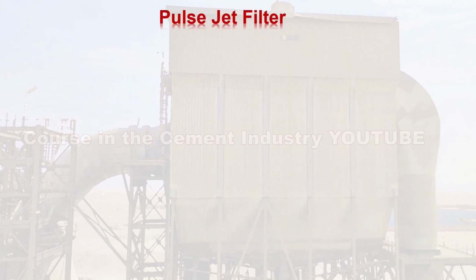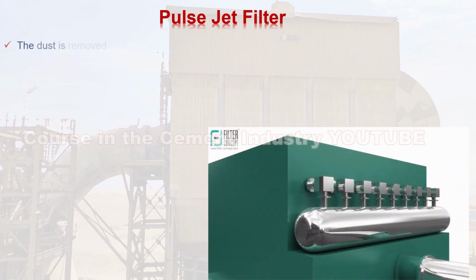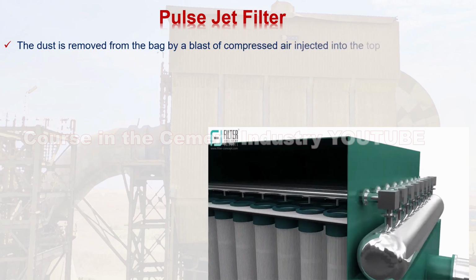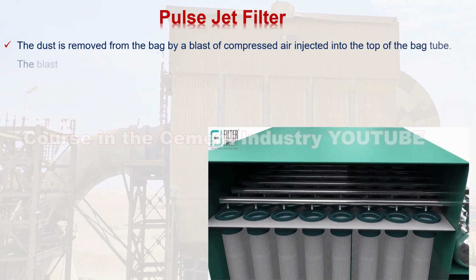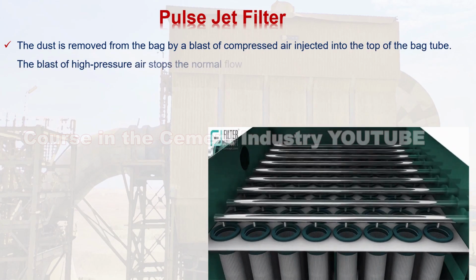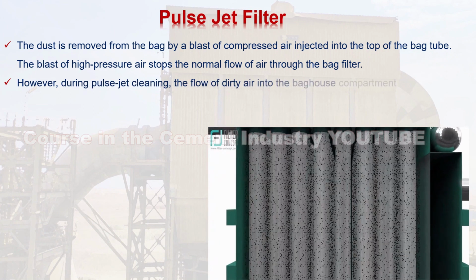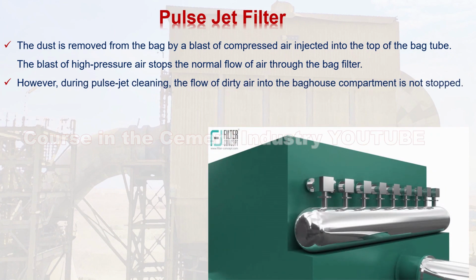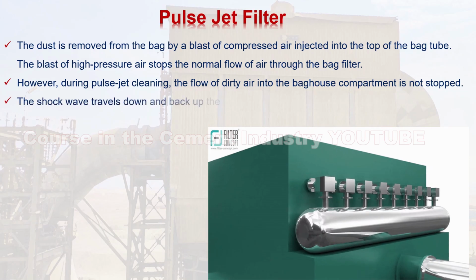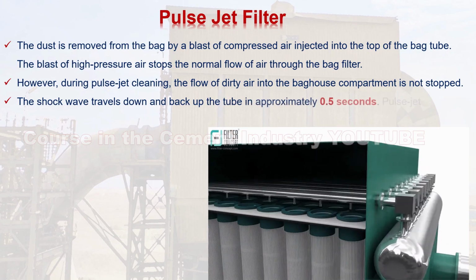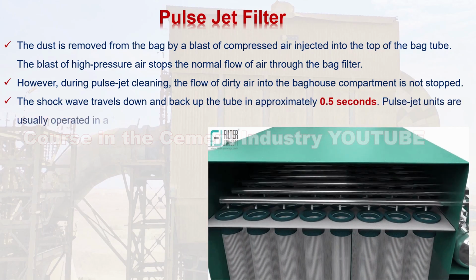Pulse jet filter. The dust is removed from the bag by a blast of compressed air injected into the top of the bag tube. The blast of high-pressure air stops the normal flow of air through the bag filter. However, during pulse jet cleaning, the flow of dirty air into the bag house compartment is not stopped. The shock wave travels down and back up the tube in approximately 0.5 seconds.